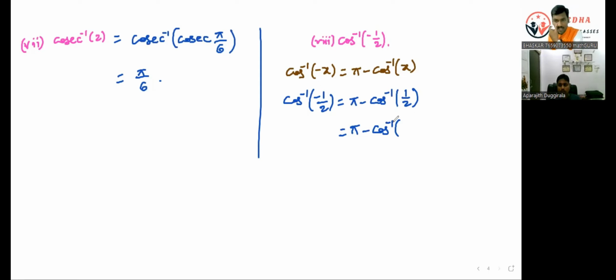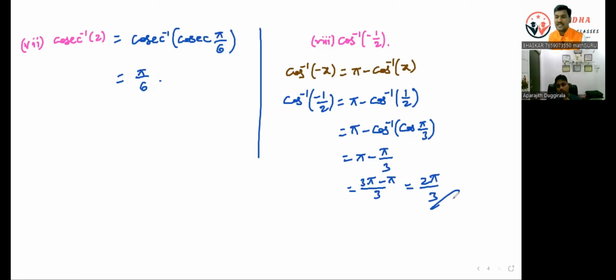When do we get 1 by 2 in cos theta? Pi by 3, sir. Pi by 3. So cos pi by 3 means cos 60 degrees. Cos inverse gets cancelled. So we get pi minus pi by 3. If you take LCM, that is 3 into pi, that is 3 pi minus pi, that is 2 pi by 3. This is the required solution. Understood?